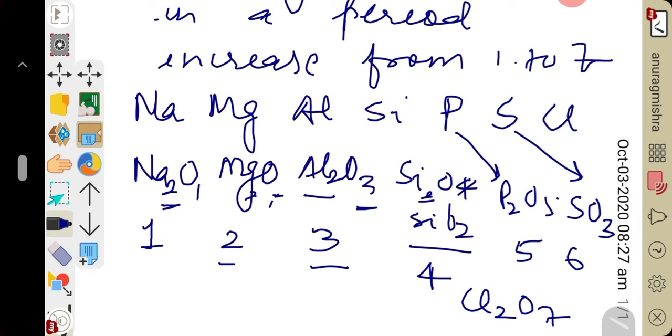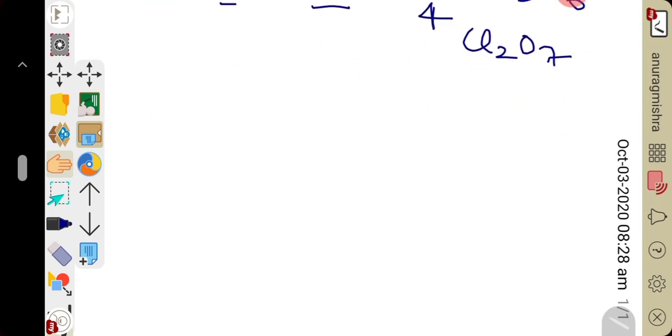But when we talk about hydrogen, valency first increases from 1 to 4, then decreases and goes back to 1. So I hope you people understood. Now the next property is size of atom. Property number 4, size of atom.